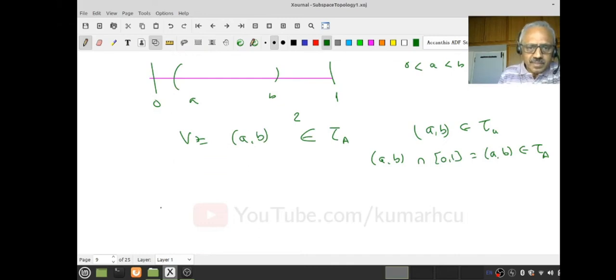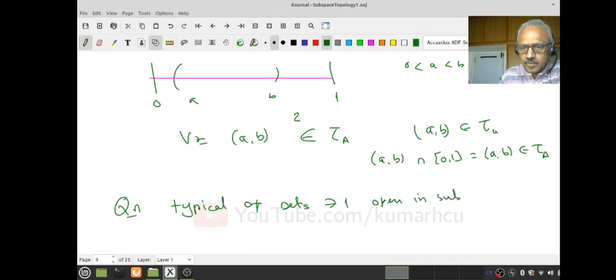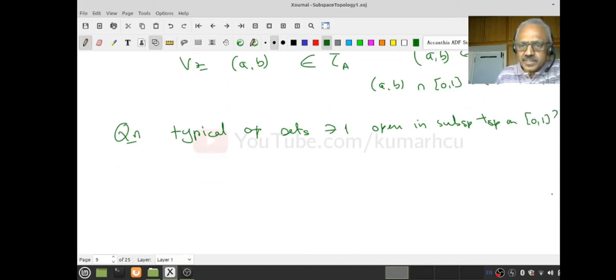Right? Now the question: what are the typical sets containing 1 which are open in the subspace topology? Again the same question, right? So how do I do that?